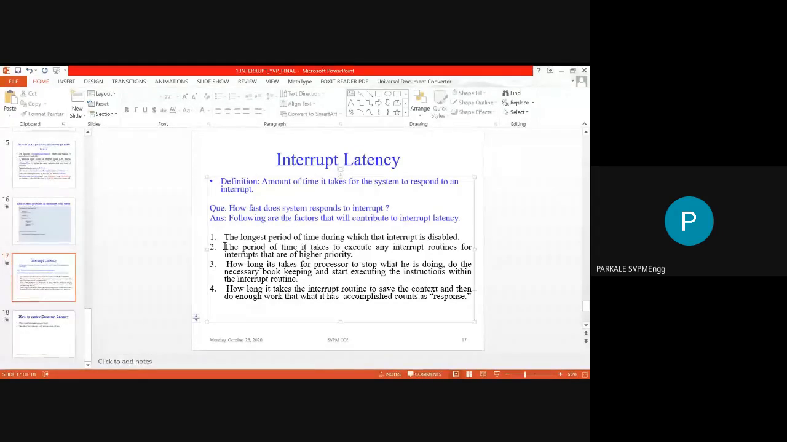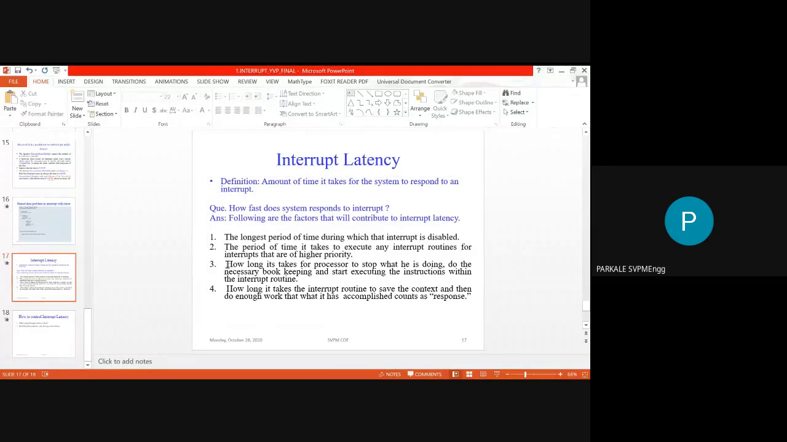Now another parameter that contributes is the period of time it takes to execute any interrupt routine for interrupts that are of higher priority. That means right now delivering my lecture has the highest priority, and the time required to deliver this highest priority task is 1 hour. So this is the period of time it takes to execute any interrupt routine for higher priority interrupts. This is called the second parameter.